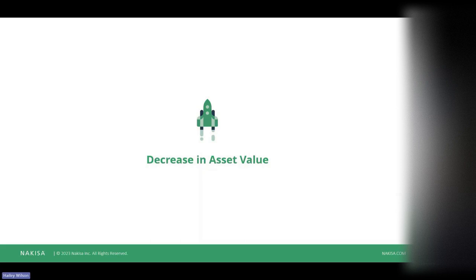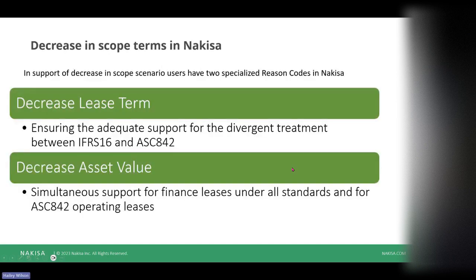Perfect. So today we're going to be covering a decrease in asset value. A decrease in asset value is a type of decrease in scope. And in Nakisa, we offer two decrease in scope reason codes. The first one is decrease in lease term, and the second one is a decrease in asset value.